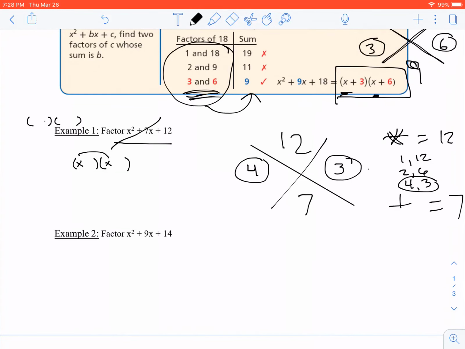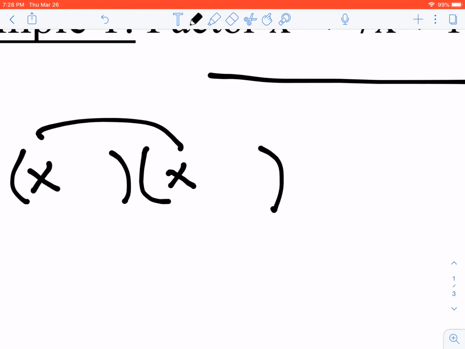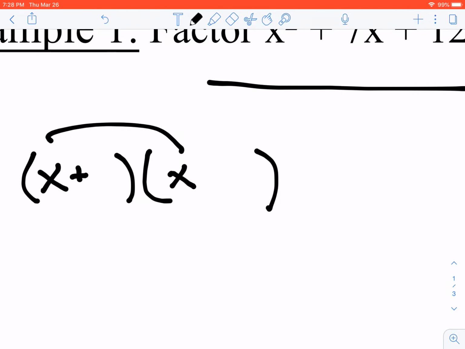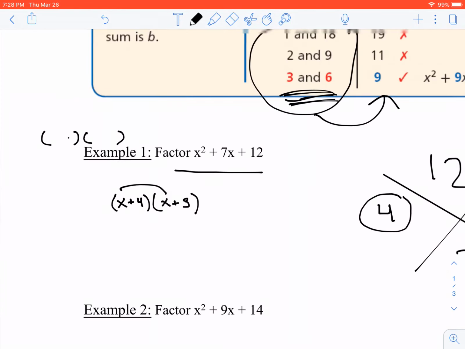Let me just erase that. And then I'm going to come back in here, and I'm going to put my 4 right here. I'm going to put my 3 right here, and that is my answer. Those two binomials, if you multiply them out, you would get x squared plus 7x plus 12. So maybe pause the video here, and you could look at that again, rewind it, and move on and try the next one on your own.